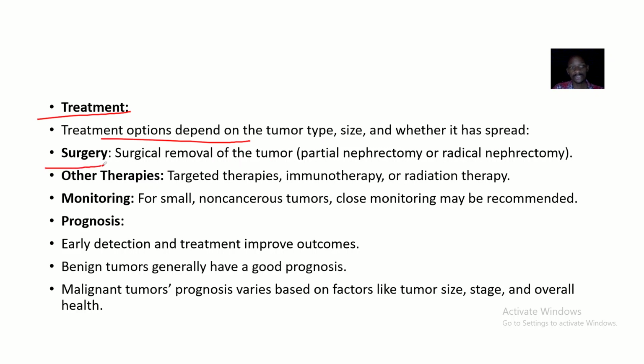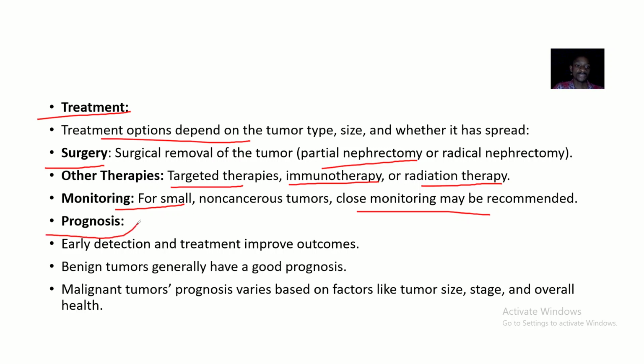So surgery could be a treatment option. Surgical removal of the tumor, like partial nephrectomy or radical nephrectomy, could actually help. Then other therapies like targeted therapies, immunotherapy or radiation therapy, that's you trying to use those radiation, those x-rays, to actually kill the tumors. Do you understand? Then monitoring. For small non-cancerous tumors, close monitoring may be recommended.